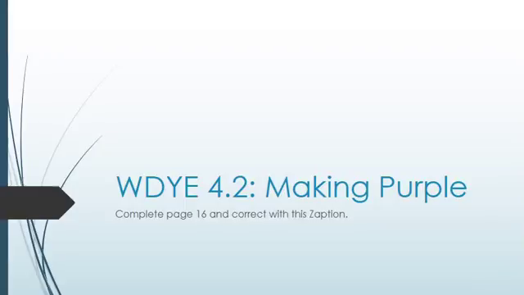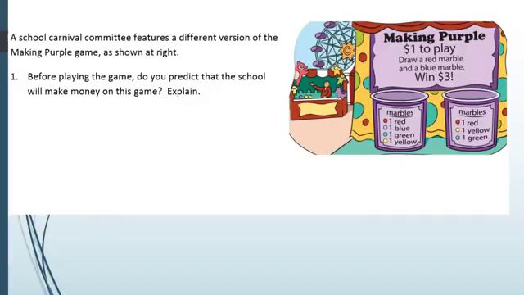For homework tonight, please complete page 16 and correct it with this caption. Remember, this is your first homework assignment of trimester 3. A school carnival committee features a different version of the Making Purple game as shown at right. Before playing the game, do you predict that the school will make money on this game?